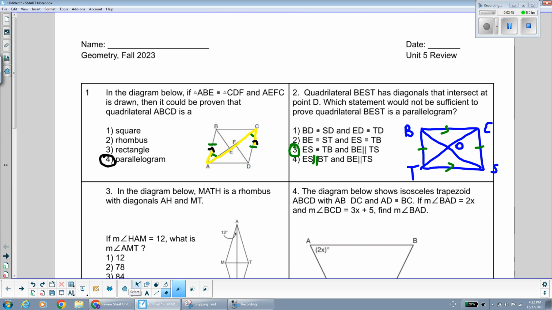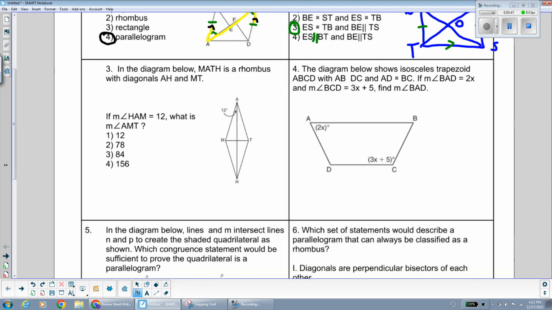In answer choice 3, we are looking for the measurement of this angle over here. Now, we have a rhombus and we know one of the angle measurements. And some properties of rhombuses are that all the sides are equal, but that's not really going to help us here because we're dealing with angles in the question.